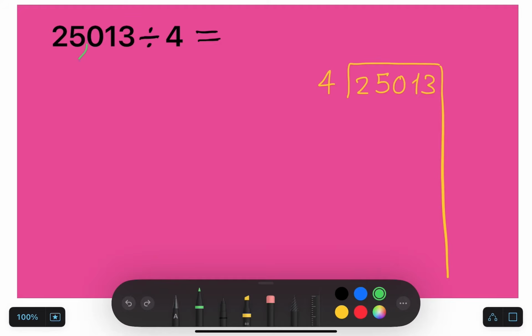How we divide. 25,013 divided by 4. We have table 4. I'll start with the left digit. We have 2. Check, 2 is smaller than 4.